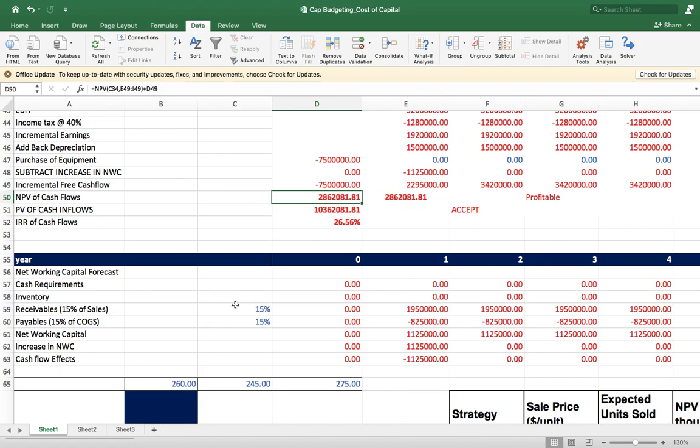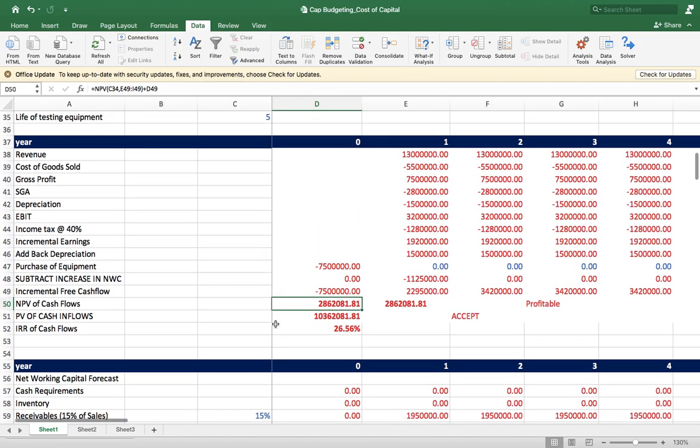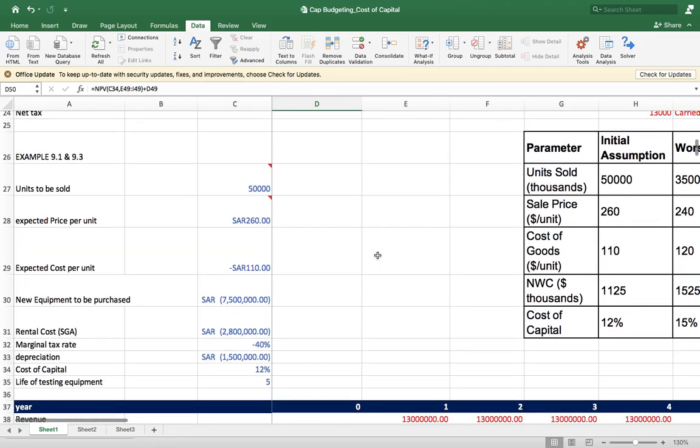If you are investing in this project, the capital investment is only 7.5 million. That is the testing equipment. Rest all are variable expenditures like the cost of goods sold. You are outsourcing, only spending 7.5 million for setting up a lab for testing the quality of the routers. Your NPV is 2.862 million. Very good. But we have not taken any sensitivity or scenarios here.